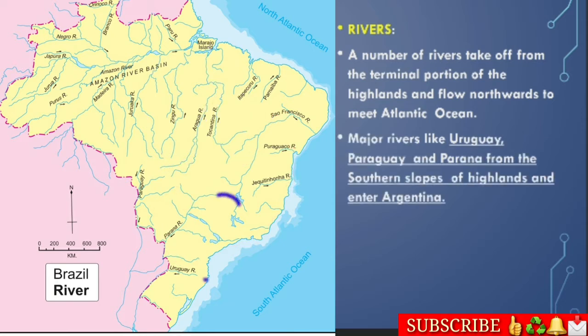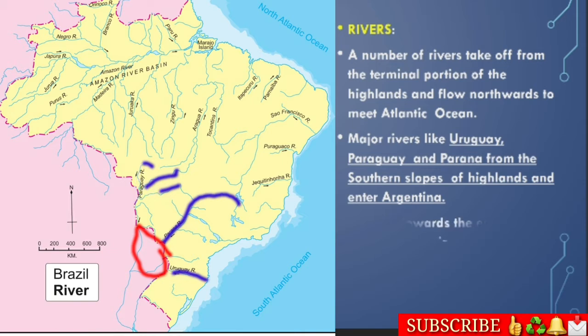Okay, major rivers like Uruguay, Paraguay, and Paraná form from the southern slopes of highlands and enter Argentina. Students, in the southern western part of Brazil, we can see here some of the major rivers are flowing. For example, Uruguay, Paraguay, and Paraná form from the southern slopes of highlands. Okay, so it flows from the southern slope of highland and enter in the Argentina. Student, here we can see the rivers Paraguay, Uruguay, and Paraná are entering Argentina.